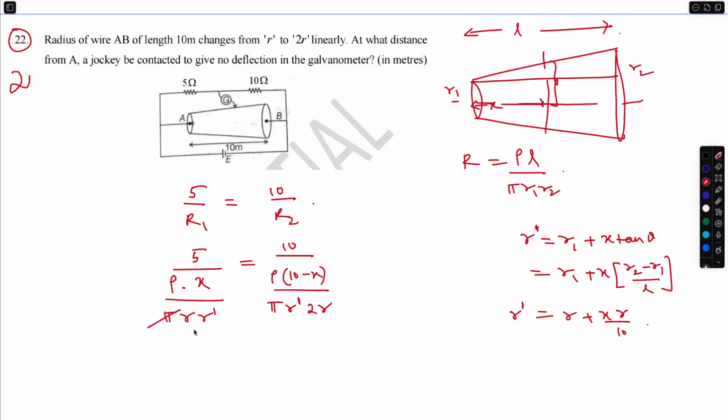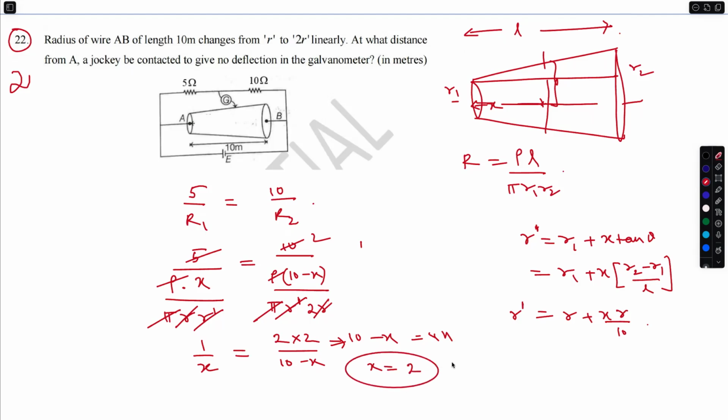Fortunately, you can cancel these two. Fortunately, even you can cancel this 2 times rho. So finally, 1 by X. If you don't remember this formula, you are out. Your entire time goes waste. 2 into 2 by 10 minus X. So 10 minus X is 4X. X is 2. Answer is 2. Right.